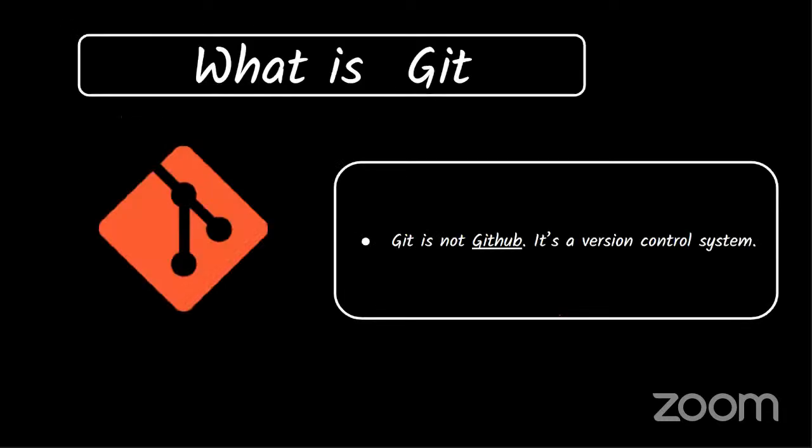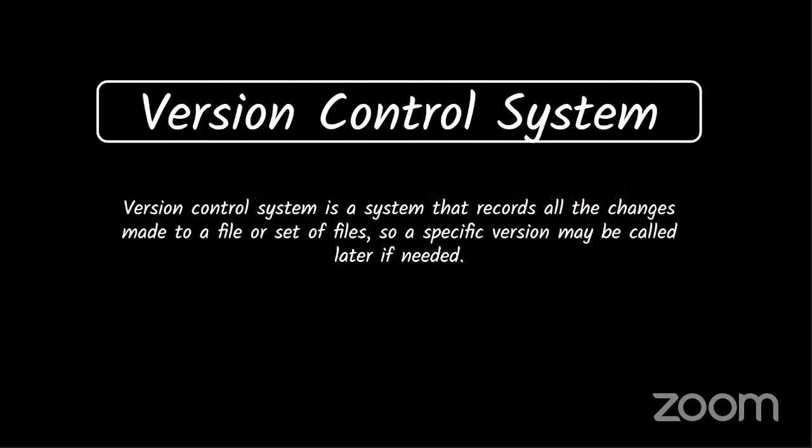So what is Git? Git is not GitHub. Those are two different words. Git is different from GitHub. Git is a version control system. That is, it's software that you install locally on your computer to handle version control for you. And now someone might ask, what is version control? A version control system is a system that records all the changes made to a file or set of files, so a specific version may be called later if needed.